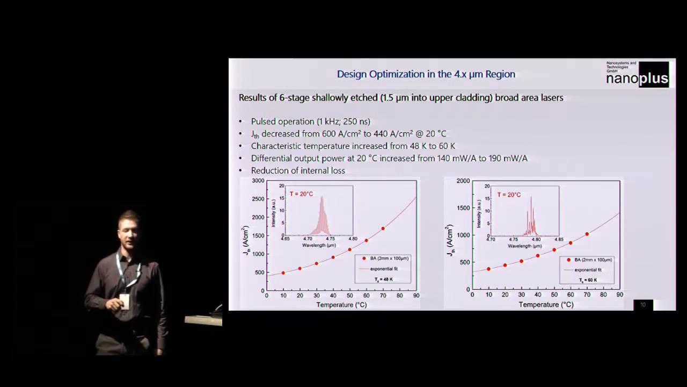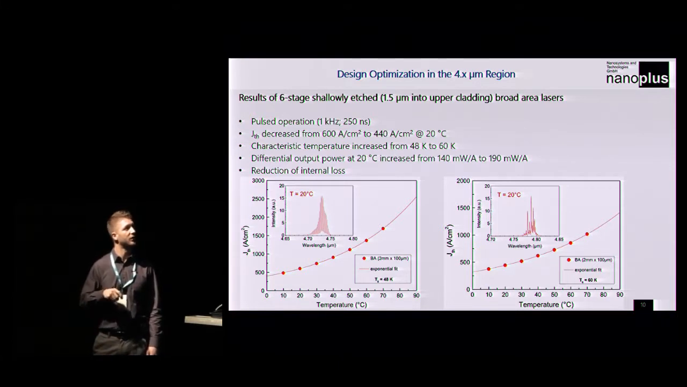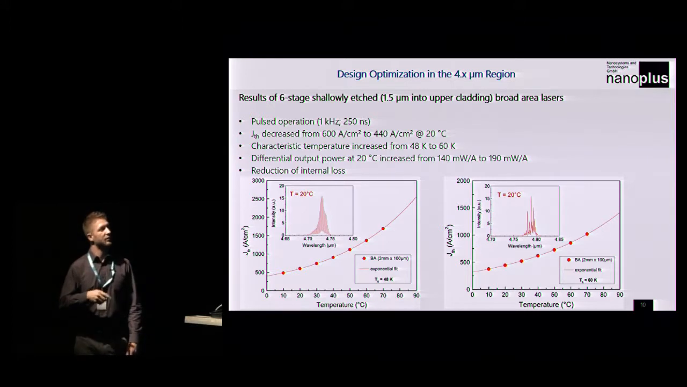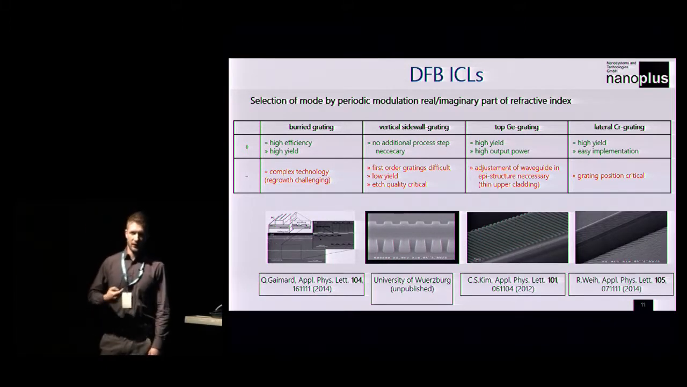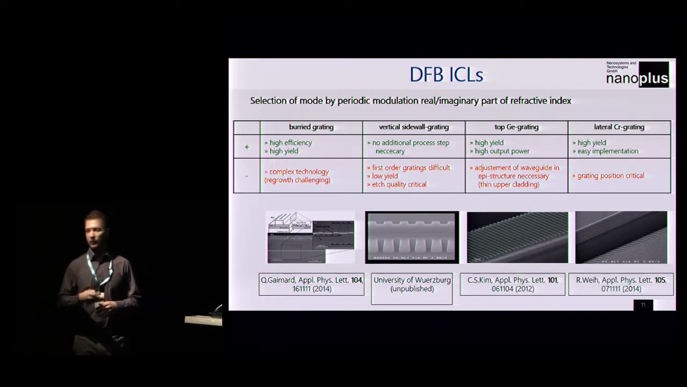slope of the IP curve, from 140 milliwatts per amp to 190 milliwatts per amp. The reason for this must be a reduction of internal losses, so the intervalence band absorption could be reduced, which gives us higher performance, which I will come back to when I've introduced the DFB concept.